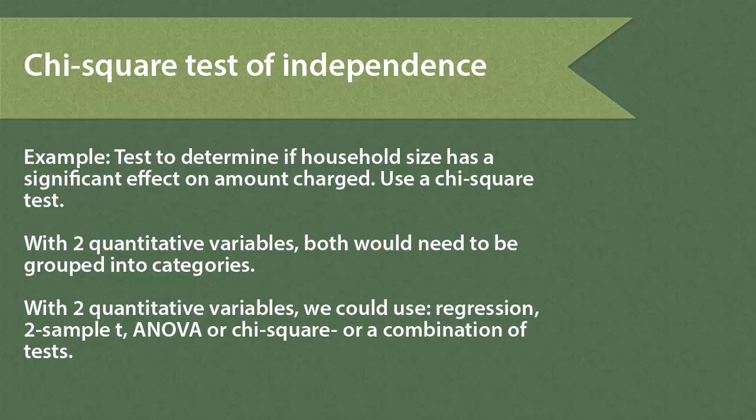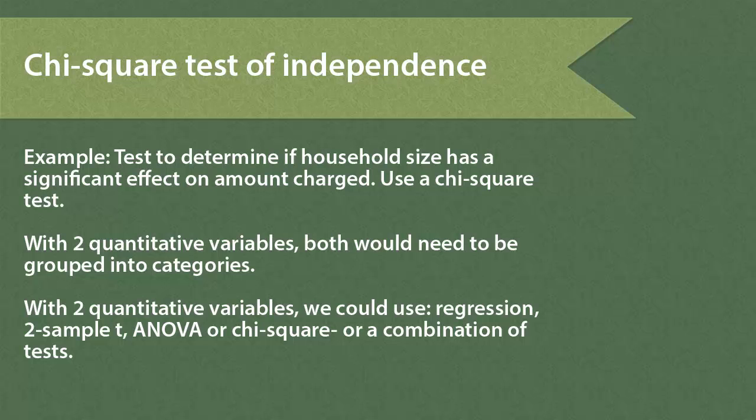Let's look at another example of chi-square testing. We'd like to test to determine if household size has a significant effect on amount charged, but we would like to use a chi-square test. With two quantitative variables, both would need to be grouped into categories in order to use chi-square. Quantitative data is very flexible.